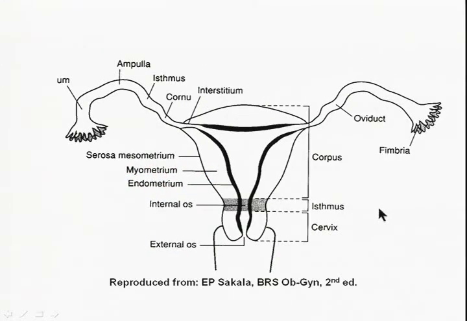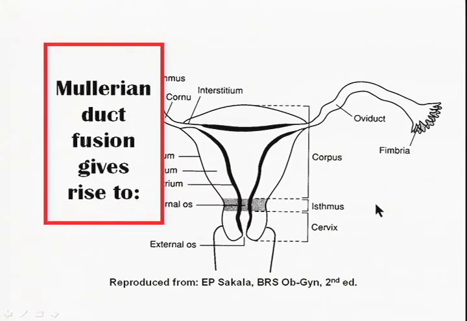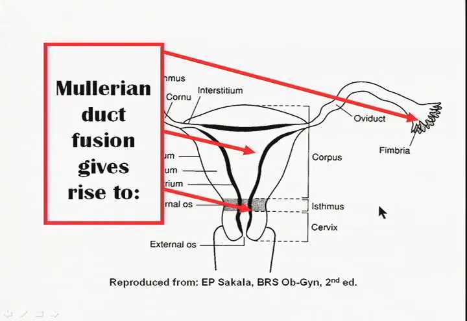Here's another way of looking at it. The Müllerian duct fusion gives rise to the oviduct, the fimbria, to the corpus of the uterus, to the cervix of the uterus, and to the proximal vagina. So if we have a complete androgen insensitivity, or Rokitansky-Kuster-Hauser syndrome, where you have failure of the Müllerian duct to develop, what is missing? We will have the fallopian tubes missing, we will have the corpus of the uterus, the cervix, and the proximal vagina. Those are missing with Müllerian agenesis.